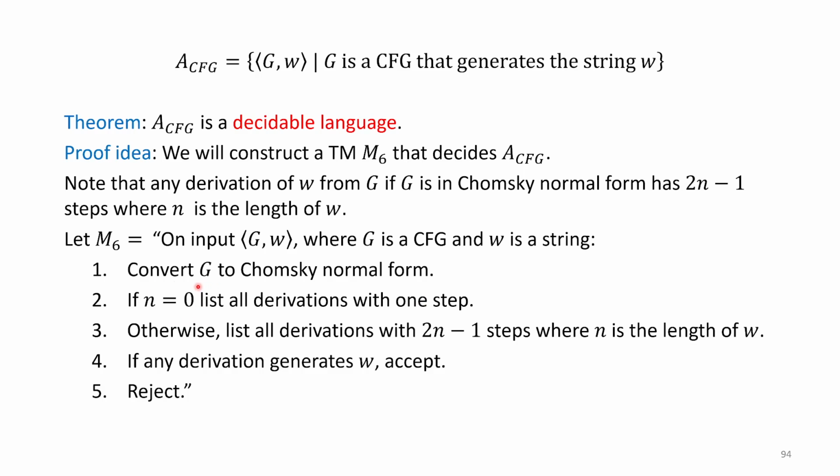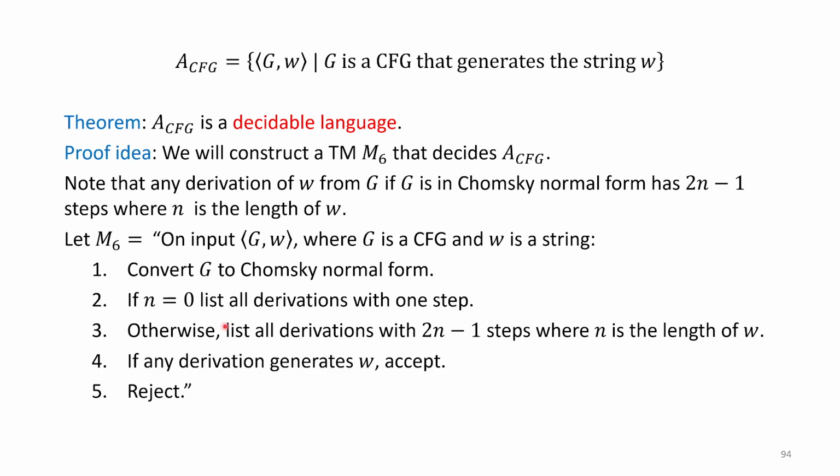Now let's think about what that means. If n equals 0, that means the length of our input string W is 0. That means our input string is epsilon. That means we're looking to see if it derives epsilon. Well, in Chomsky normal form, the only way you can derive epsilon is if your start rule goes to epsilon. So that's why it's saying any derivations with length 1, one of them should include the derivation for the empty string if it exists. So that's if n equals 0.